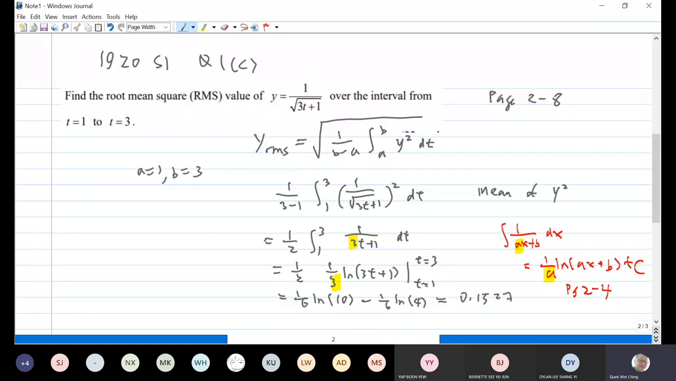I want to find the RMS, so take a square root now of this number. Y RMS, just take the square root of 0.1527. So you'll get 0.391. Okay, this is the RMS value. And then you can check the answer. Look at the answer here, question 1. Okay, 0.39 here, correct? This is question 1C.